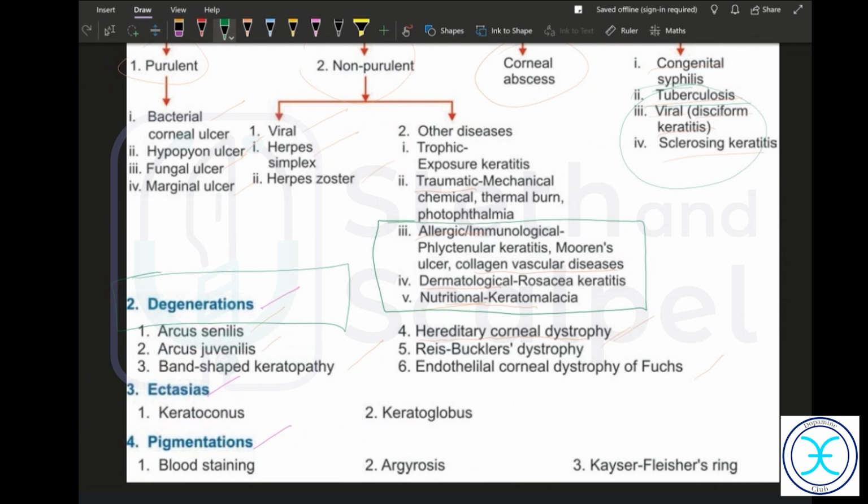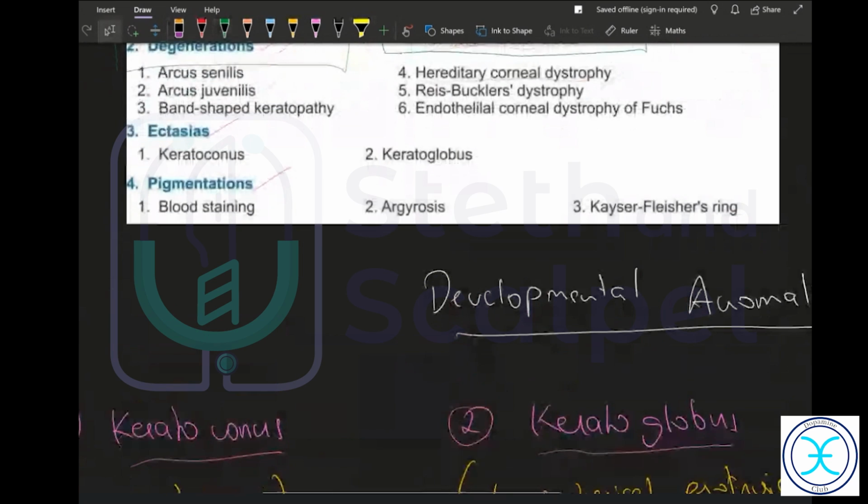That too, if they really want to ask something like this, they will ask. It's not very commonly asked, so I just wanted to mention that. Again, keratoconus and keratoglobus were already mentioned by someone.